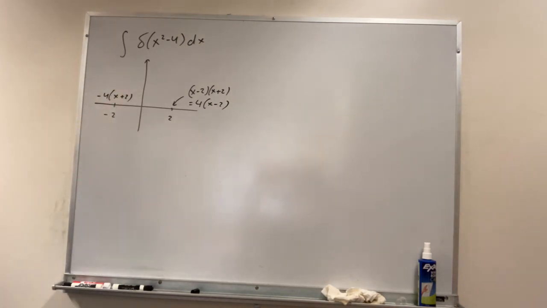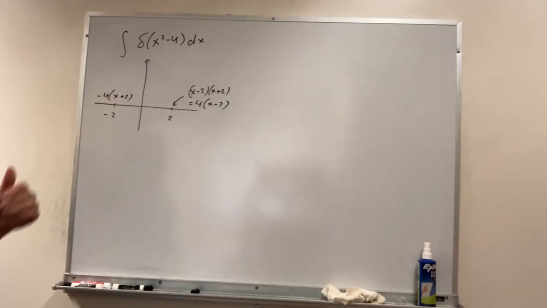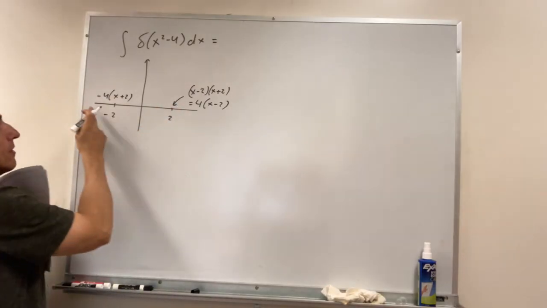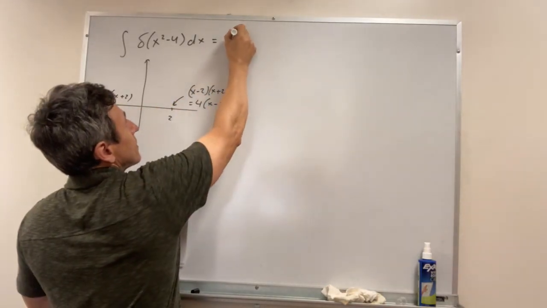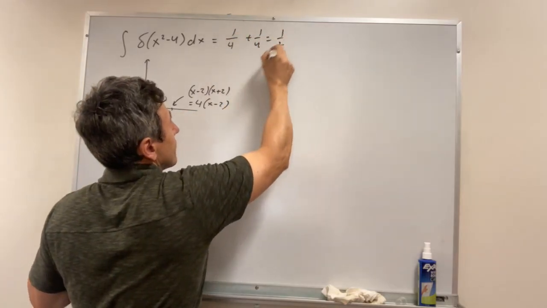So this is the idea of how to deal with the delta function when its argument is another function. We divide this integral into integrals from negative infinity to 0, and from 0 to infinity. As a result, as we discussed last time, it will be 1/4 plus 1/4, so it will be 1/2.